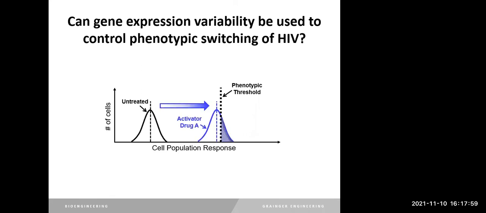So activators currently are only partially penetrating. They're only partially reactivating the virus. But what I'm suggesting, or what we're showing, is that if you introduce a variable drug that only changes the variance of the expression without changing the mean, and then when you combine it with the activator, you can get more threshold crossings and get more reactivation to occur.